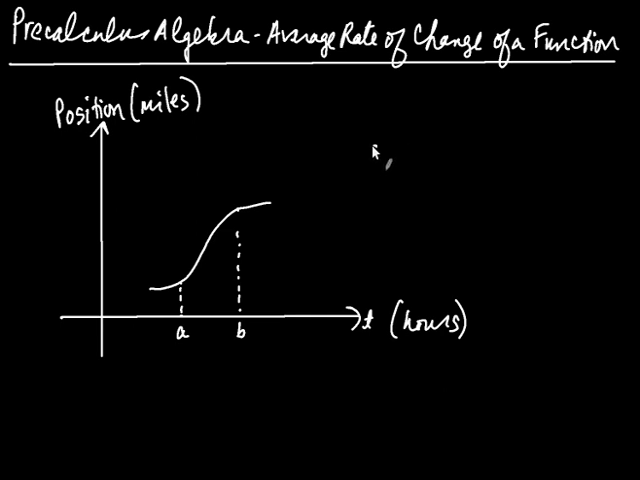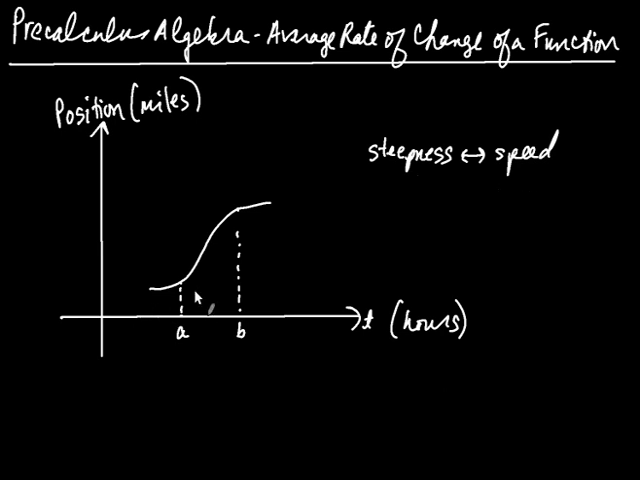So what we're noticing, first of all, is that steepness of a curve tells you about speed. Okay, and that's for when you have position versus time. So the steeper it is, the faster you were going.